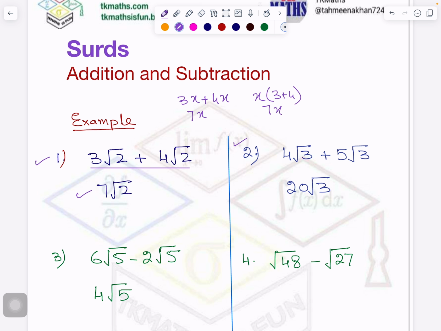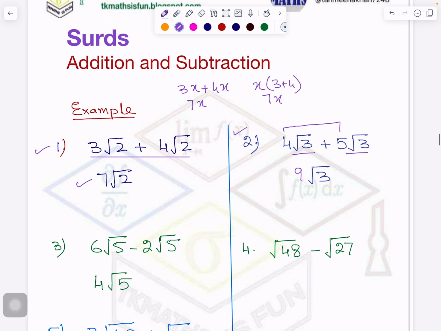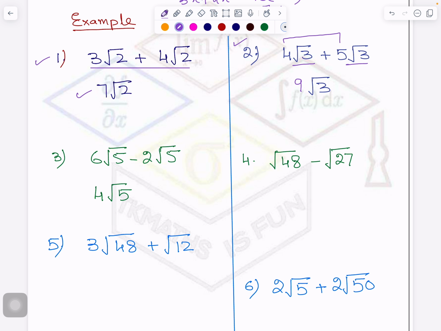Let's see example number 2. So root 3 and root 3 are the same in these terms. So I can add 5 and 4, my mistake here. 5 and 4 will be equal to what? 5 plus 4 is 9. Absolutely right. Now let's see example 3. A few examples I have already solved, but a few I'll solve in front of you. So in example 3 again, the root is the same, root 5 and root 5. So the rational numbers I will subtract. 6 minus 2 is 4. So it is 4 times root 5.